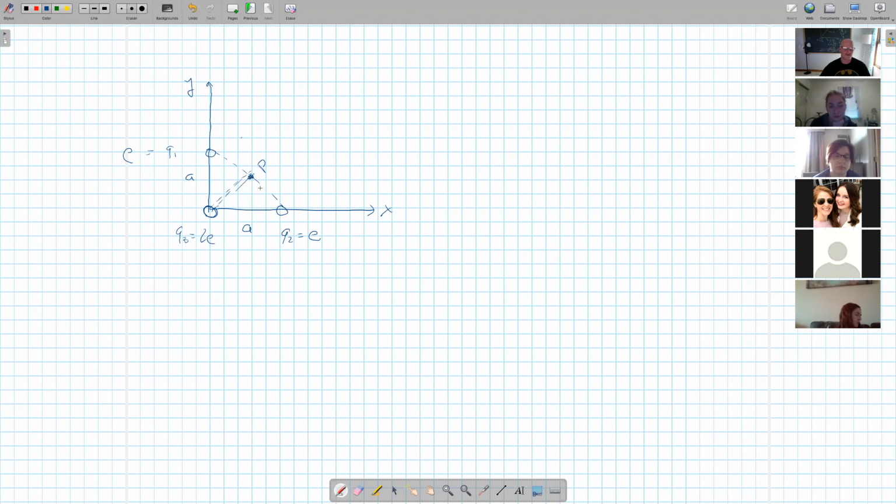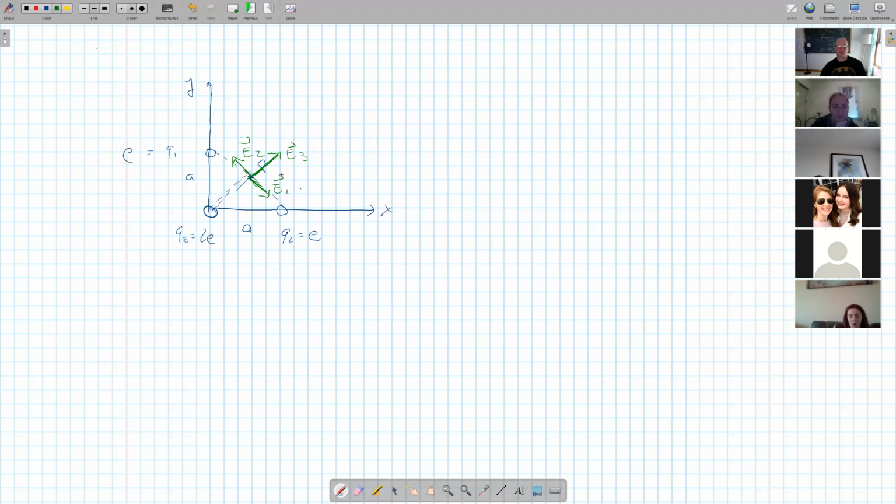Okay, so it wants to know what is the total electric field at point P. So let's draw our electric field lines again. So what I know is that Q1 is positive, so that's going to create an electric field which points in this direction, radially away from that point. So this is E1. Q2 is also positive, so it's going to make E2 also point radially away from that point. Q3 is also positive, so that's going to create an electric field which also points radially away from that point, which then points in this direction. So this is E3. Okay.